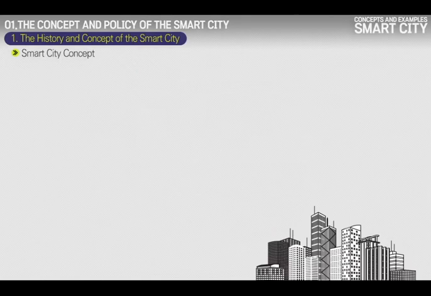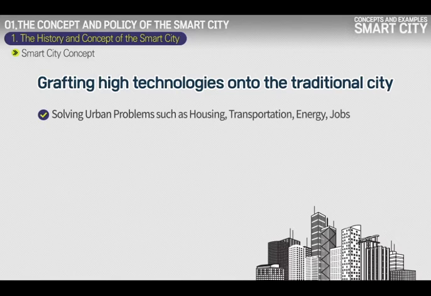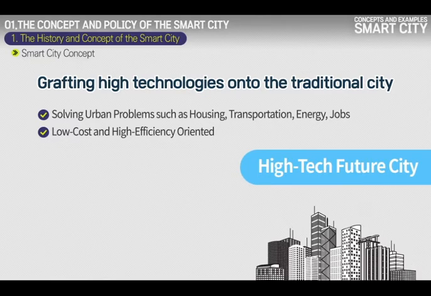In other words, smart city is combining various advanced technologies with traditional cities to solve urban problems, such as housing supply, traffic congestion, energy depletion, and employment supply. Low-cost and high-efficiency-oriented, high-tech future city. In addition, smart city is not just solving urban problems using technology, but also a process of making the city smart.